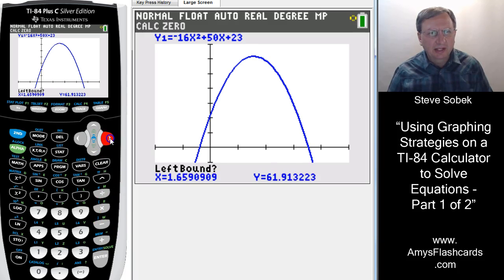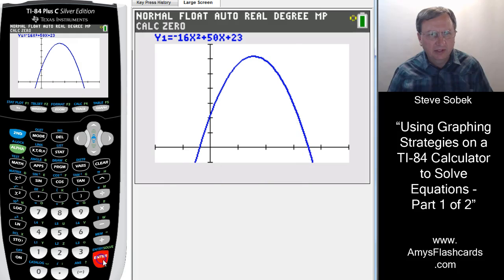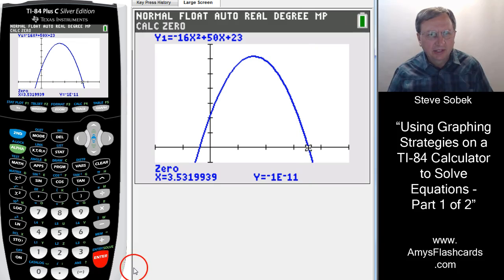Hit the right arrow key to get over there, a little closer proximity, but that's close enough. Hit enter to accept that as the left boundary. Hit your right arrow key some more to get somewhere past the point. Hit enter to accept that as the right boundary. Hit the left arrow key somewhere in between and then hit enter again.